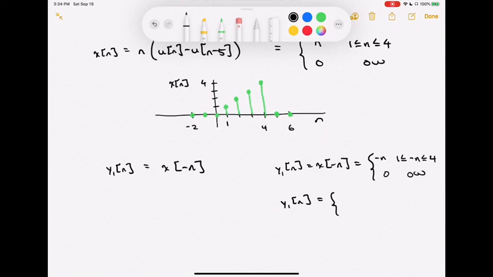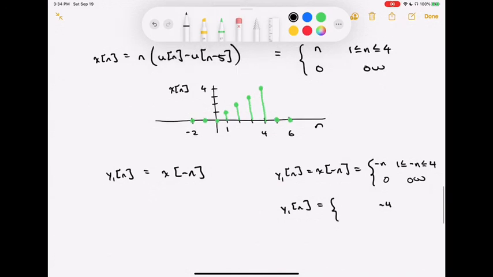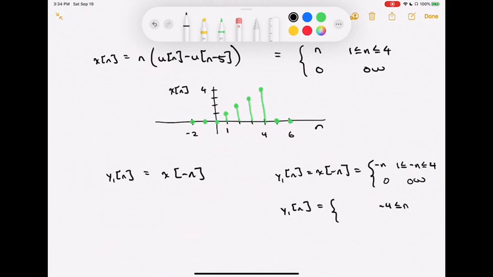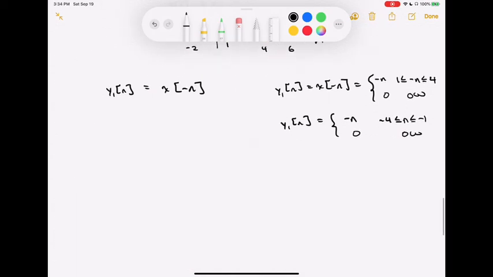I can look at the inequality first. So I have minus n between 1 and 4. If I divide both sides by minus 1, I know I flip the direction of the inequality, so I would get minus 4 less than or equal to n, less than or equal to minus 1. And otherwise, we still know it's going to be 0. And in that range, it's going to be minus n. All right, so let's go ahead and use that and see if we can get a plot out of y1.